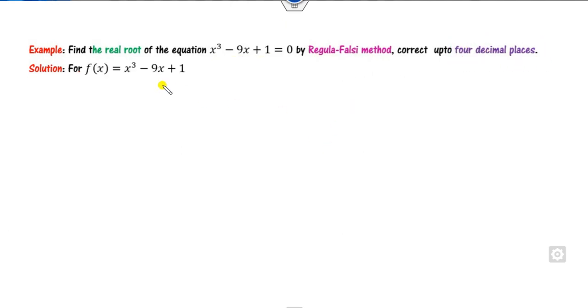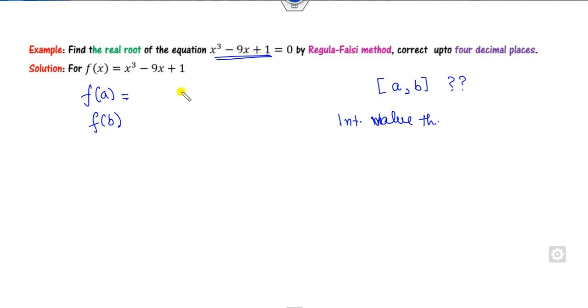So f(x) is given to you. First of all, you can think about whether the interval (a, b) in which the root lies is given to you. It is not given. So once it is not given, you have to apply the intermediate value theorem, so that you can find the values of f(a) and f(b), where one value is less than 0 and the second value is greater than 0. So clearly, if you take f(0), what is f(0)? It is 1, which is greater than 0. If you take f(1), what is that? It is 1 minus 9 plus 1, which is minus 9, less than 0.